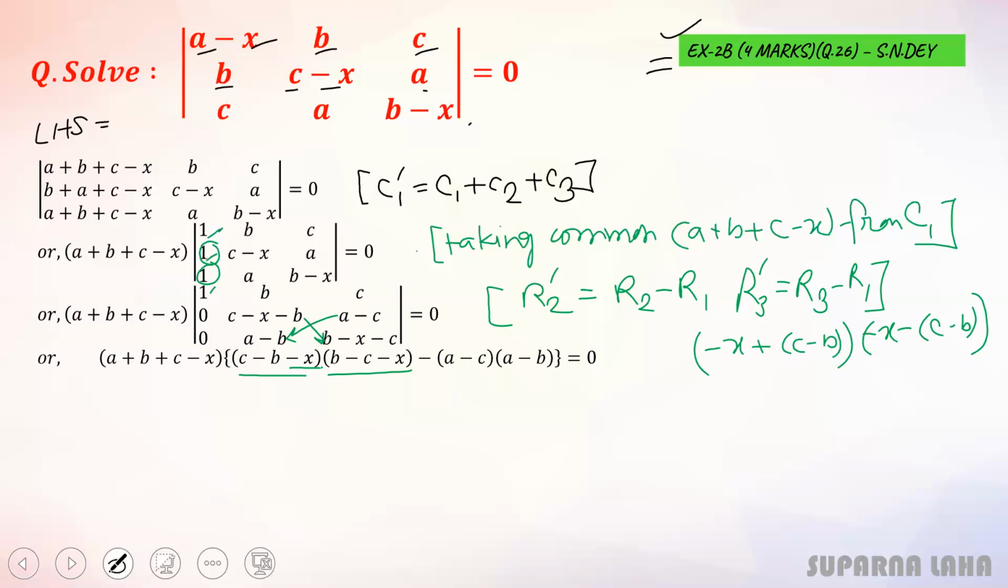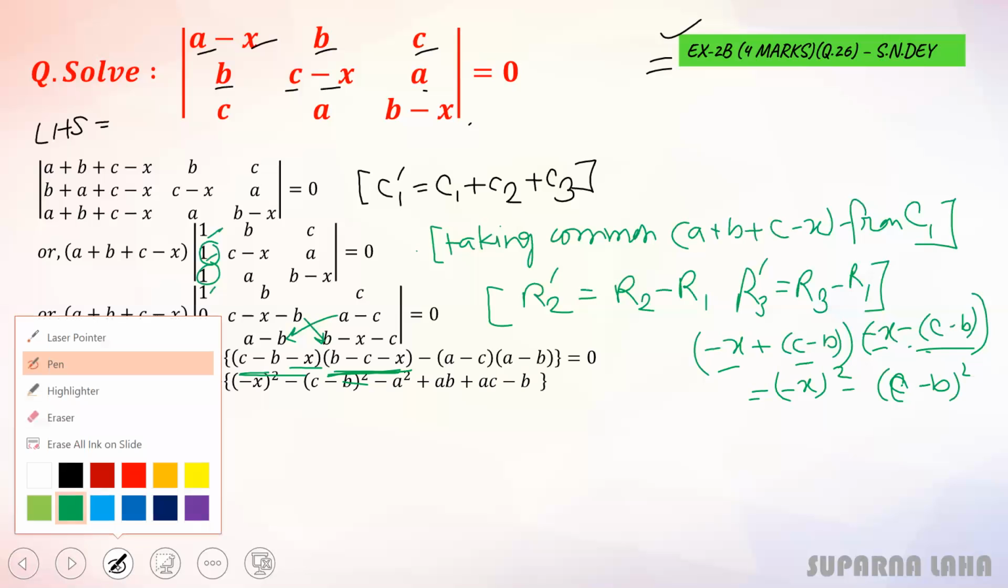We can write these two factors as minus x plus c minus b, and minus x minus c minus b. Can we write this one? Minus x, c minus b, plus c minus b, and if we multiply this factor c minus b, this portion will be minus, so it will be minus c plus b. So this factor, a plus b and a minus b, we can write as minus x the whole square minus c minus b the whole square, and a square minus b square. So just apply it.